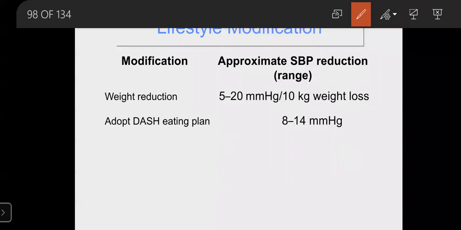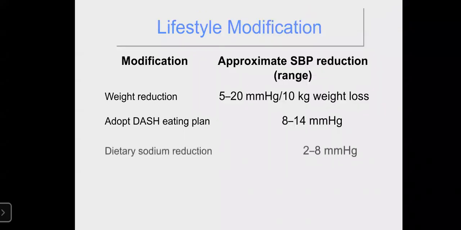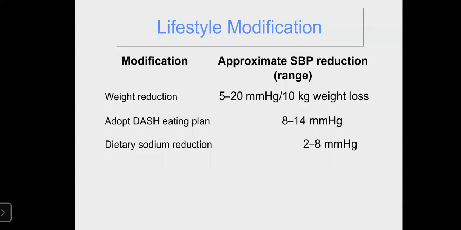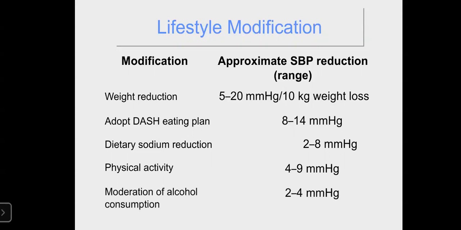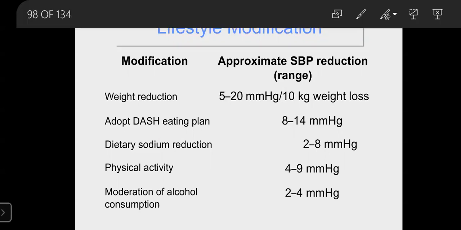If the patient has dietary sodium restriction, then the blood pressure may be reduced by 2 to 8 millimeters of mercury. And if the patient increases his physical activity, the blood pressure may be reduced by 4 to 9 millimeters of mercury. And finally, moderate alcohol consumption may reduce the blood pressure by 2 to 4 millimeters of mercury. But you have to keep in mind that, as we said, medicine is about risk and benefits.